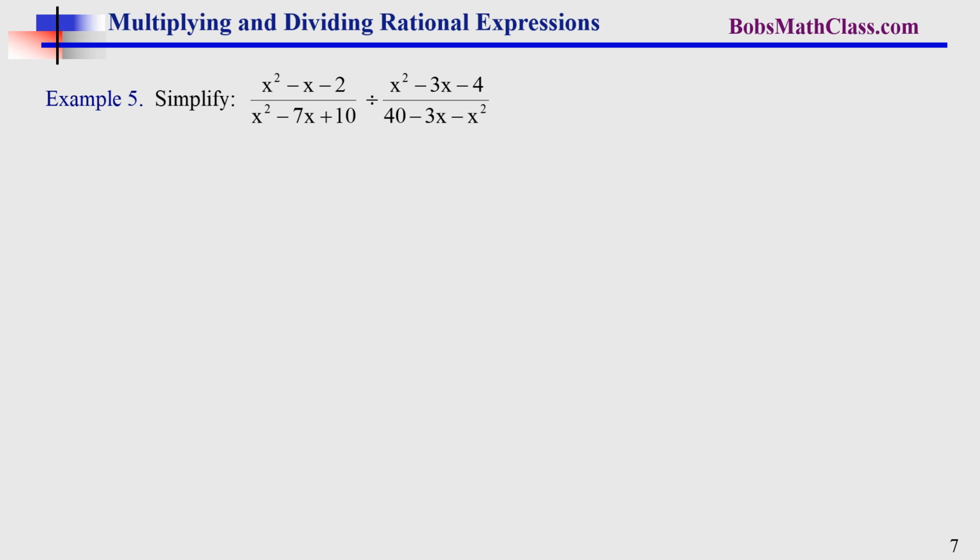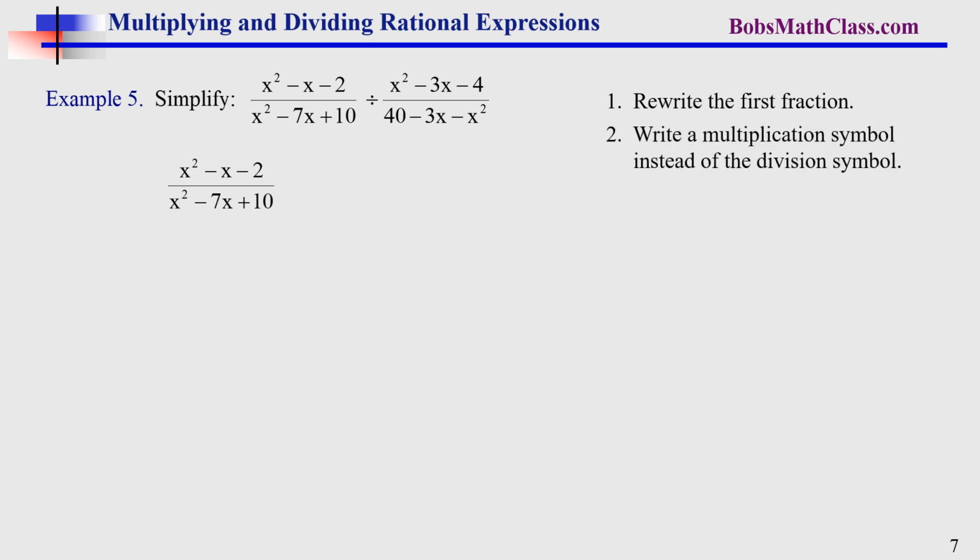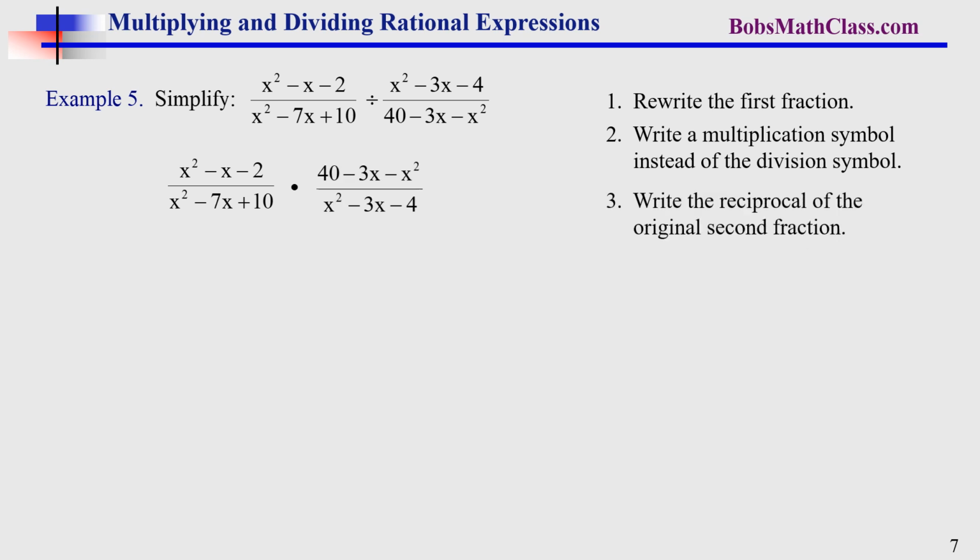Okay, let's do it. Rewrite the first fraction. Change to multiplication. Flip the second fraction. Keep, change, flip. Okay, so now we have 4 factoring problems. Again, the key is to keep it organized. Maybe you want to do the TL, BL, TR, BR and factor it. I'm sure you can factor all of them, so why don't you pause the video and work out each of the 4 factoring problems.